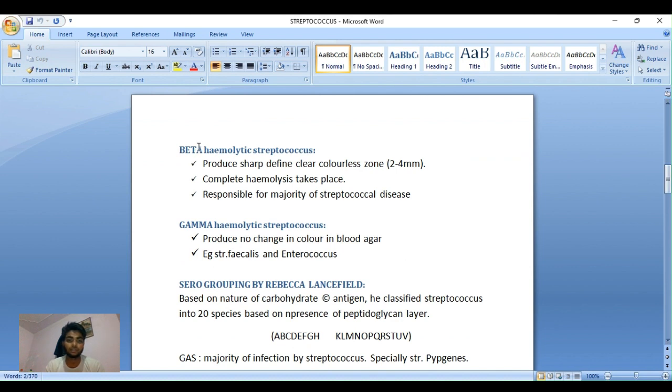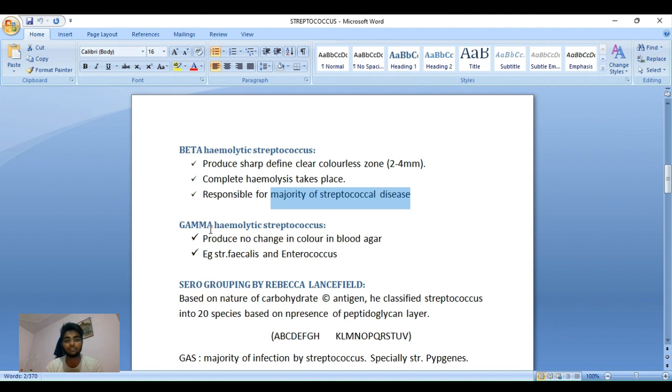Then the second is the beta hemolytic streptococcus. Here they produce a sharp, defined clear zone of about 2 to 4 micrometer, complete hemolysis takes place, and it is responsible for the majority of the streptococcal diseases. Maximum streptococcal diseases are caused by the beta hemolytic or complete hemolytic streptococcus.